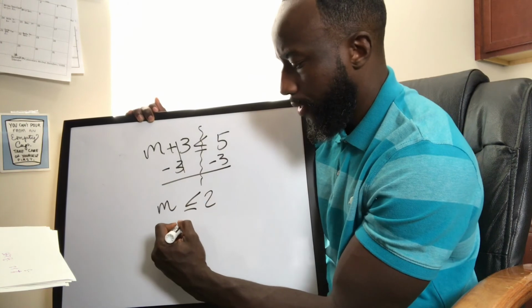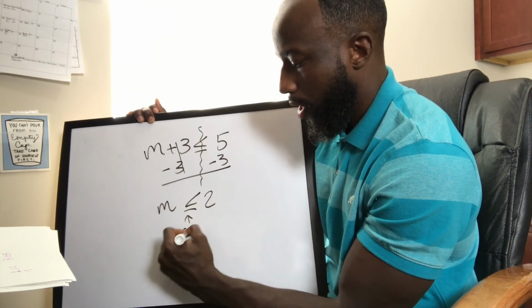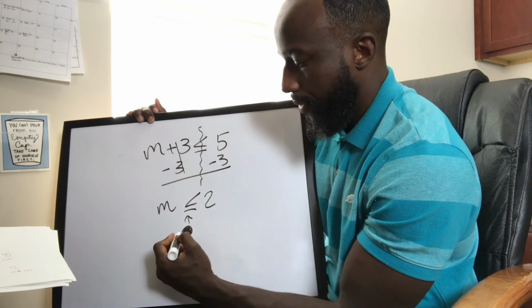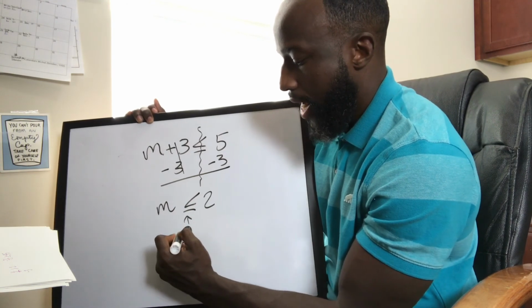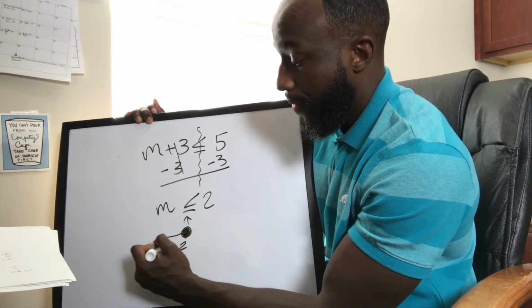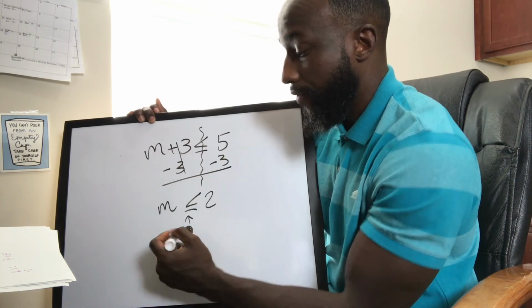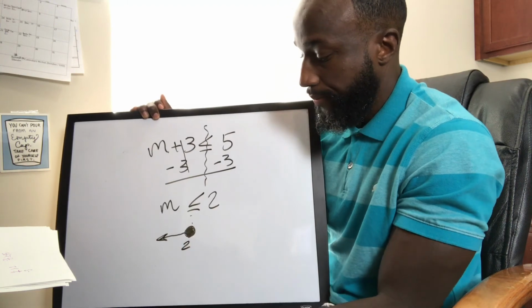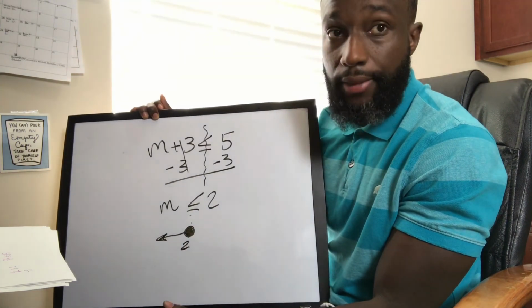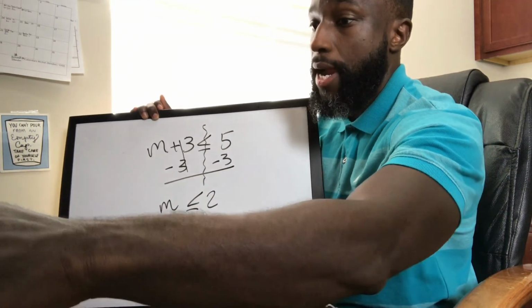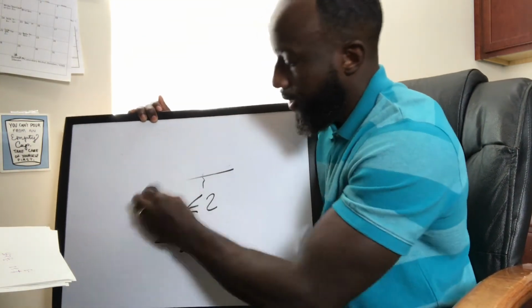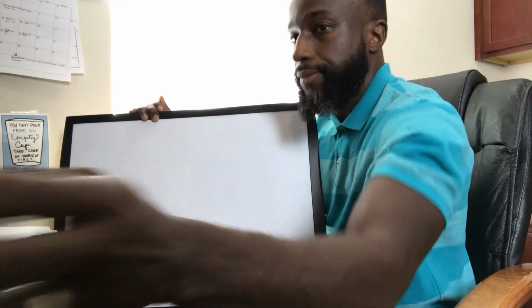To graph it, this means a closed circle because the equal sign is included. Less than means it's going to be every number included and every number smaller than. So that's how we graph it. That's what the graph will look like. You go with me? All right, now let's look at how division and multiplication work.